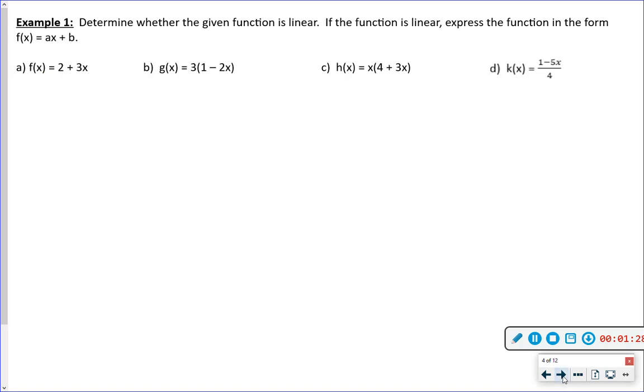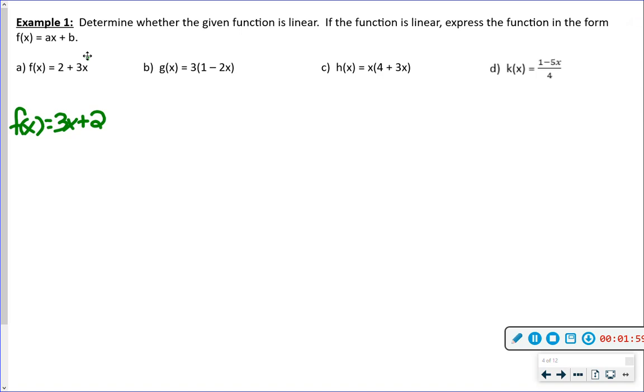Okay, determine whether the given function is linear. If it is linear, express it in the form ax plus b, so slope-intercept form. Looking at the first one, yeah, that's a line. Highest exponent, got it. The only thing I don't like is the order. We should have the variable term first, so I'm going to put the 3x first, and then the 2. Slope 3, y-intercept 2, if they asked us.